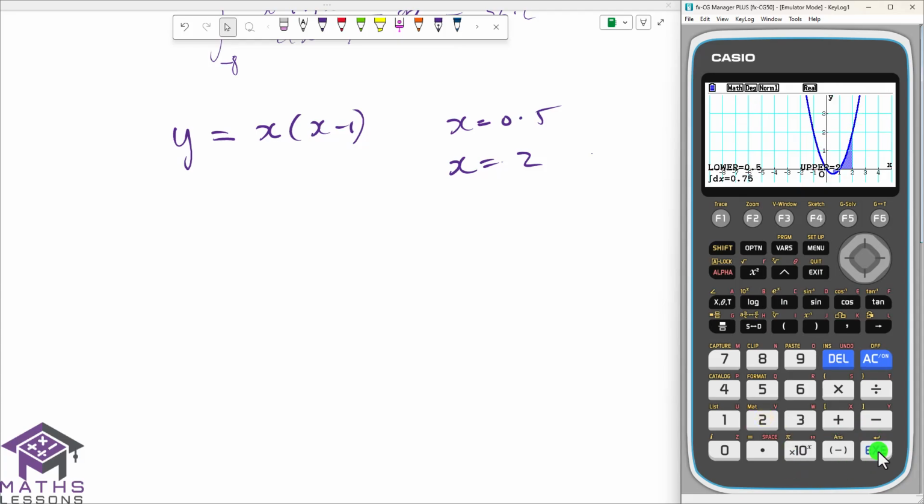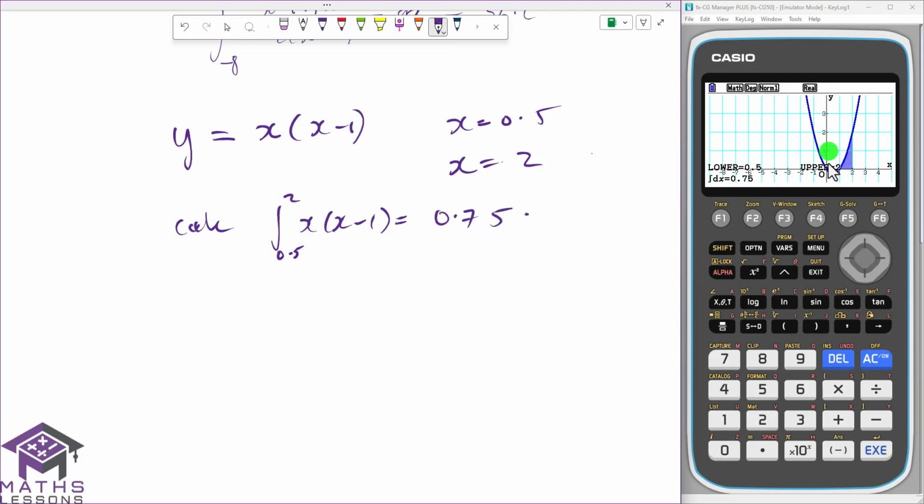And it works out the area. So the calculator says that the integral of x minus 1 between 0.5 and 2 is equal to 0.75. And that is correct, that's what it's worked out. But what I want to do is, we'll notice there's an area below and above the axes. Okay, there's an area above and below the axes.